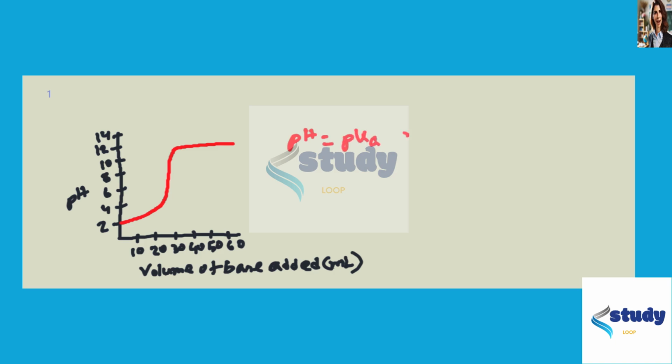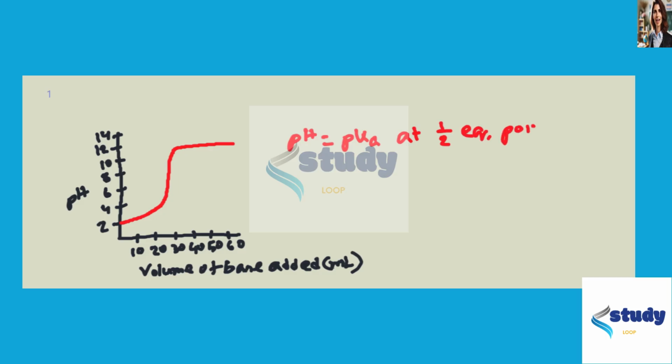and as we know that for acids in the titration curve, the pH at the half equivalence point is equal to the pKa value of that acid at half equivalence point.